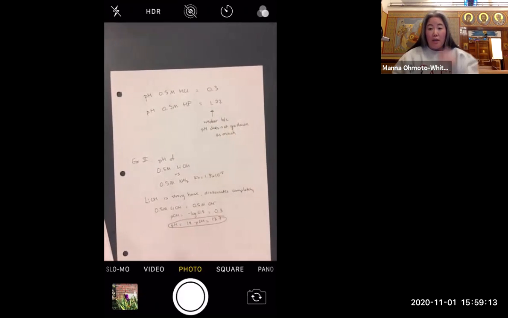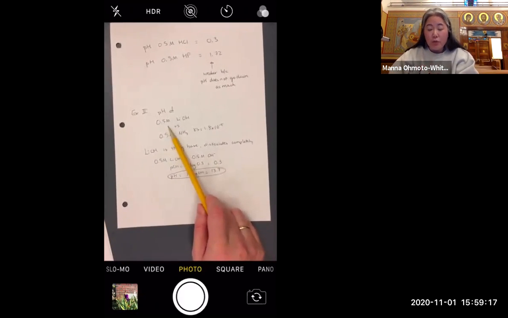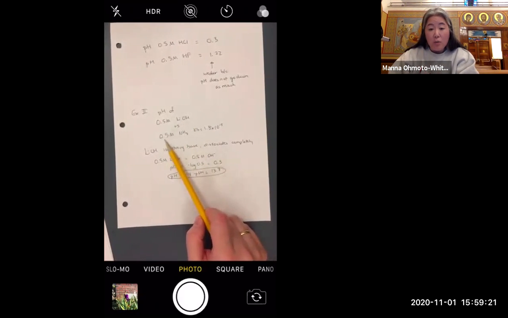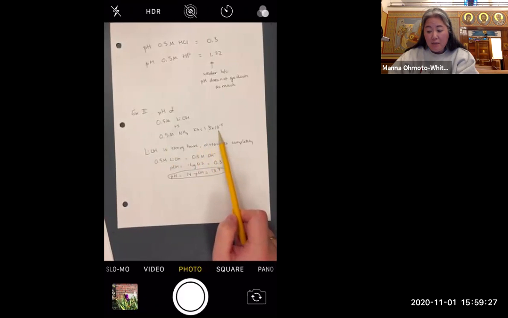So now let's look at bases. So the pH of a 0.5 molar solution of LiOH, which is a strong base, versus a 0.5 molar solution of NH3 that has a Kb that's equal to 1.8 times 10 to the negative fifth.